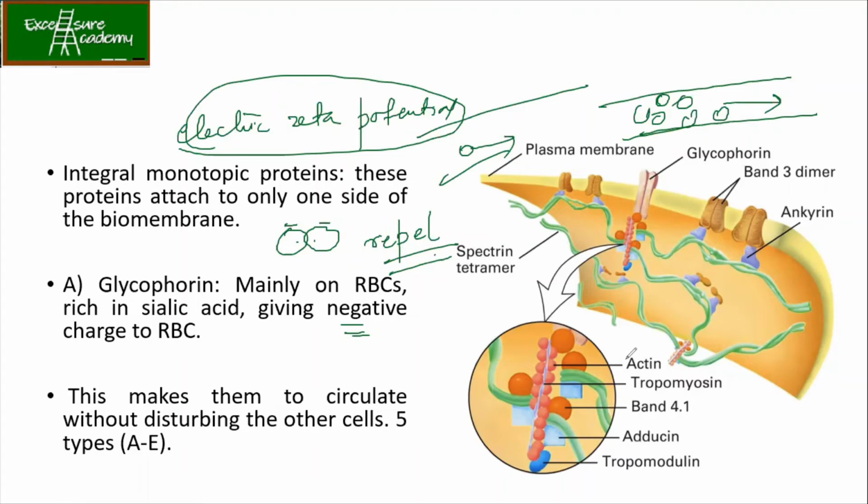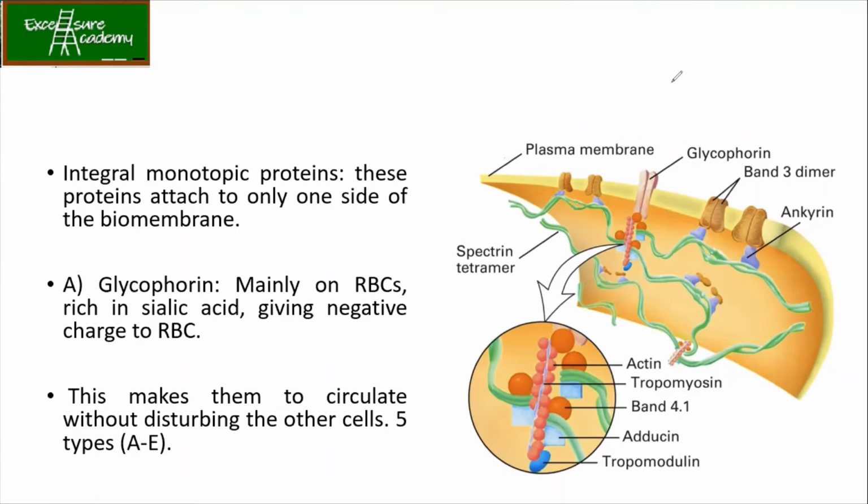Yes, ma'am. Okay, so these are small points, but it is important. So this makes them circulate without disturbing the other cells. Then we know that there are different types of glycophorin, and this is a glycophorin which is responsible for the malarial attack on us. So we'll discuss that also later.